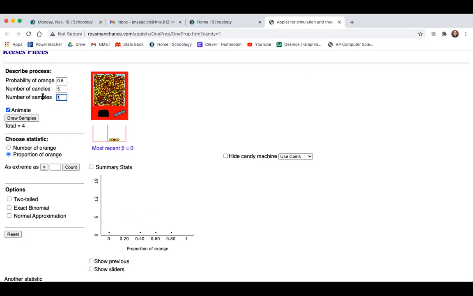So now let's draw 10 samples instead of just one at a time. I'm not going to bother going through the animation. So here we go. Certainly, this seems to be significant. It is far away from this other group. Looks like we have this peak right here. One time we got all 5 candies orange. Only the one time did we get 4 pieces of orange candy.